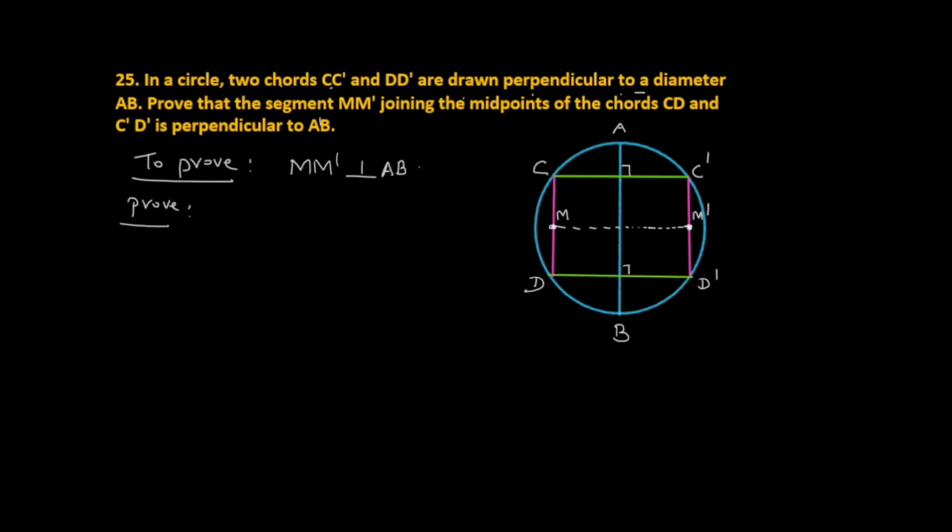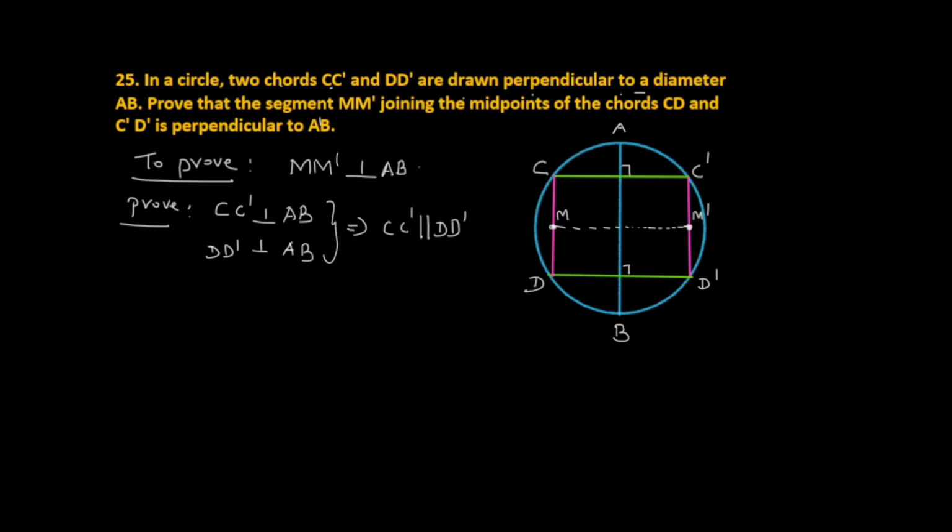CC dash and DD dash are parallel. How is it parallel? AB is a diameter, and CC dash is perpendicular to AB and DD dash is perpendicular to AB. So two lines perpendicular to the same line are parallel to each other. CC dash is parallel to DD dash, because both are perpendicular to AB.